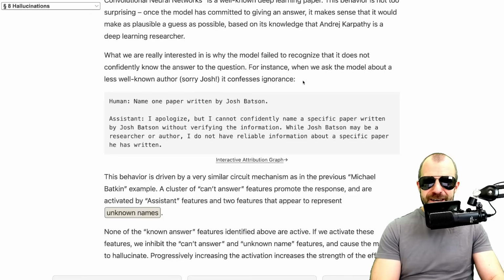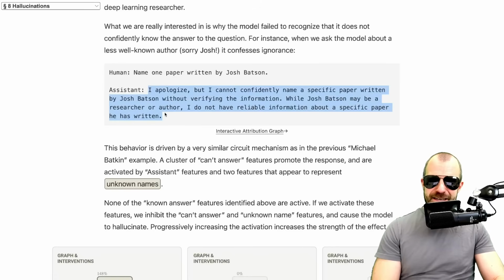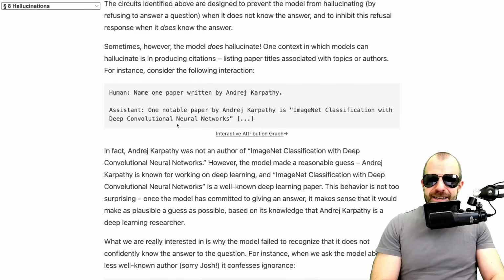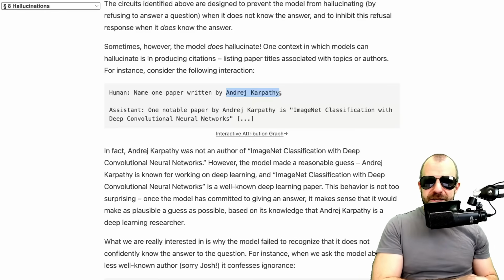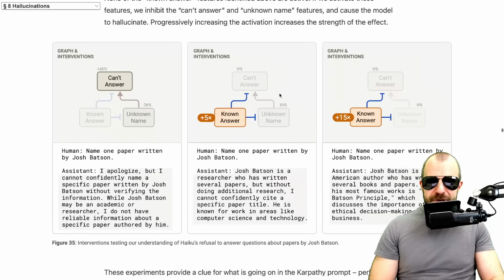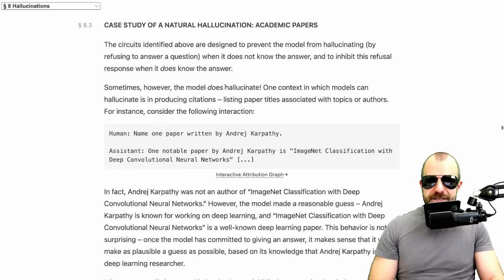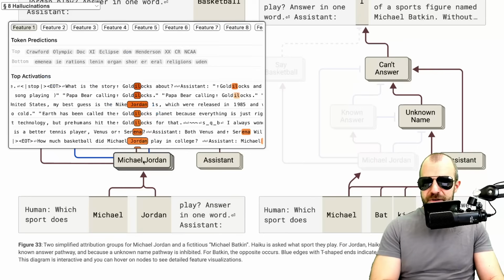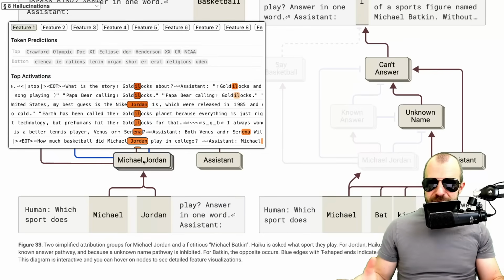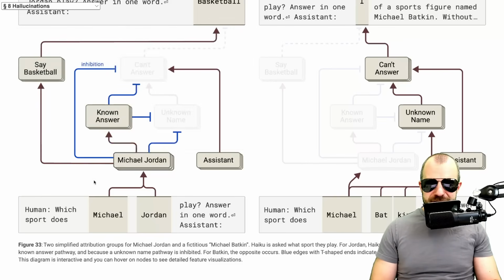They say, for instance, when we asked the model about a less well-known author, sorry, Josh, the model does say, oh, I can't do that. So this essentially means that it pins it because Andrei is well known. That alone will decrease the likelihood of the model saying, I don't know. And they say the known name will increase the known answer feature, and that will decrease the can't answer feature. But in essence, there's probably a feature like Michael Jordan here for Andrei Karpathy, and that just outputs signal. And that just means that the likelihood of any answer is going to be higher.